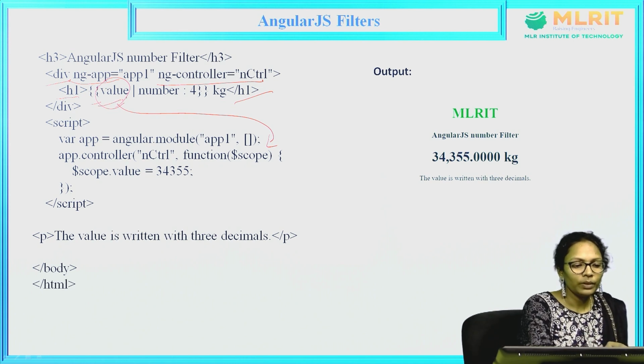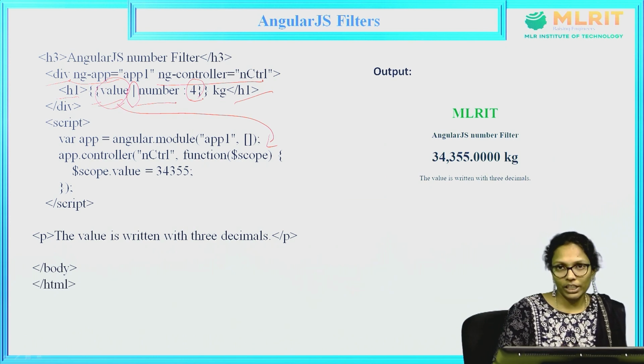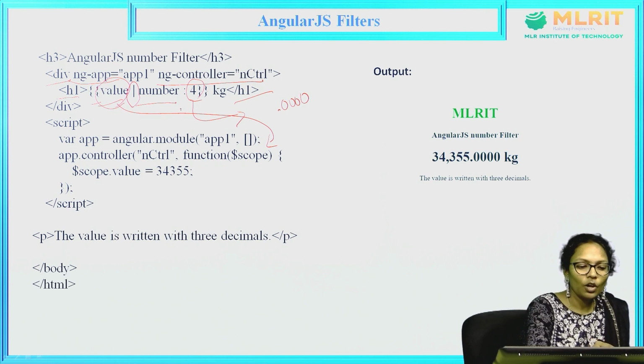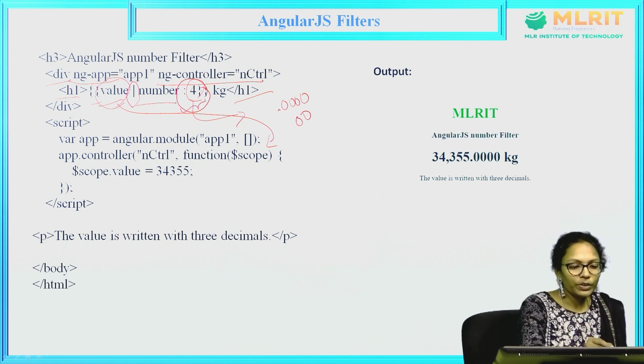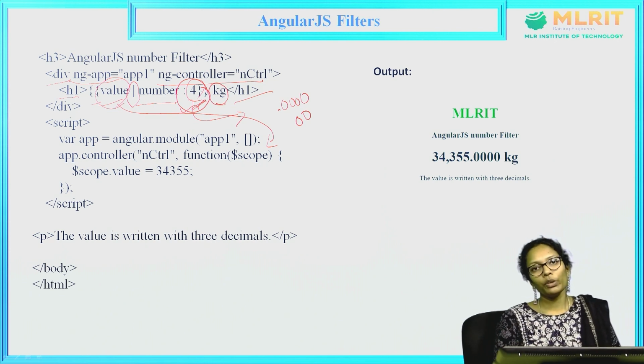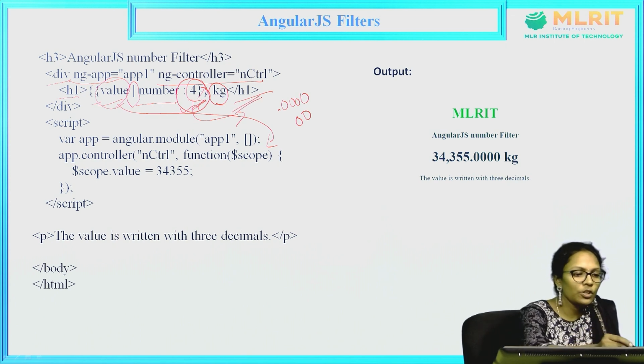So for this value, I want to apply a filter. What is the filter you're applying? Number filter. After the name of the filter, I'm putting a colon. That means you're going to give some parameters. So what is the parameter value you're giving? 4. So 4 indicates what? Fraction size. If you are specifying 4 as fraction, then after the dot you will get 4 zeros. This is not mandatory, you can remove this. And after closing the double curly braces, I'm just writing kgs. Why? Because this value I want to indicate in terms of kgs. If you want grams, you can write grams over there. You want kgs, that's why you're writing kgs. And then you're closing your H1. That's all. I'm closing the division part.